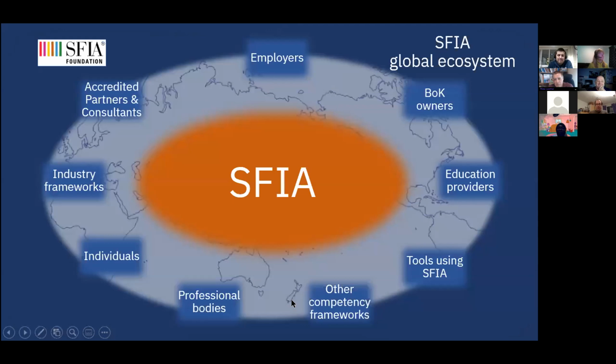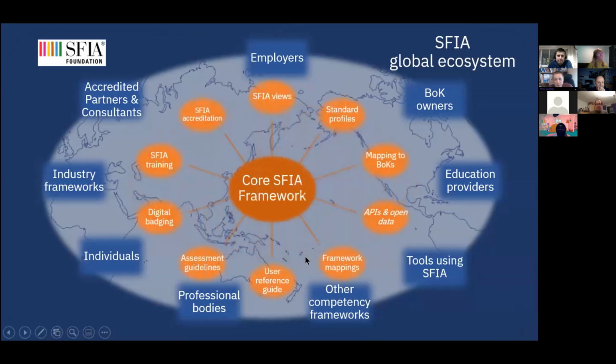So what I was describing there is this ecosystem. We have a number of organisations or types of organisations that use Sophia: professional bodies, partners and consultants we just talked about, employers are the biggest user of it all, education providers, tool providers, other competency frameworks who map to Sophia. And what that's led to is this growing ecosystem around this sort of satellite of different tools and resources that we've made available or developed in response to demand from users.